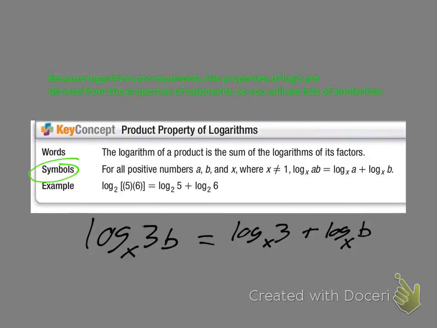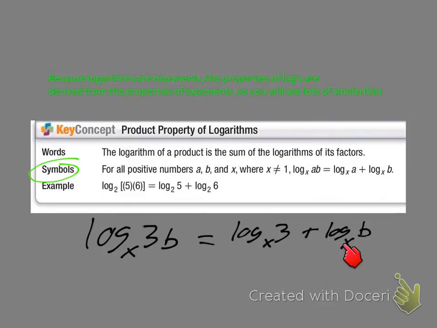Okay? And that's the issue. You have to learn these properties, because I'll see a lot of times that people see this, they know they need to combine them. They know they need to get down to 1 log, but instead of putting 3b, they just put 3 plus b. Okay? I see it all the time. See it every year. You multiply those quantities together. That's how you combine them properly. Okay?